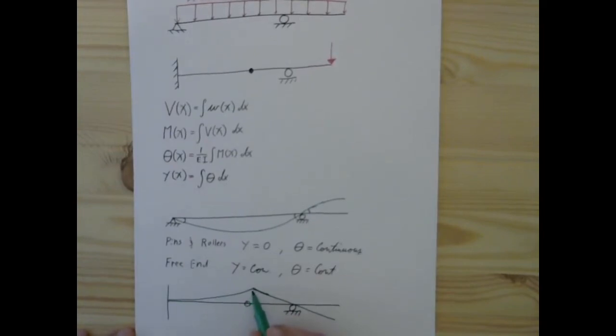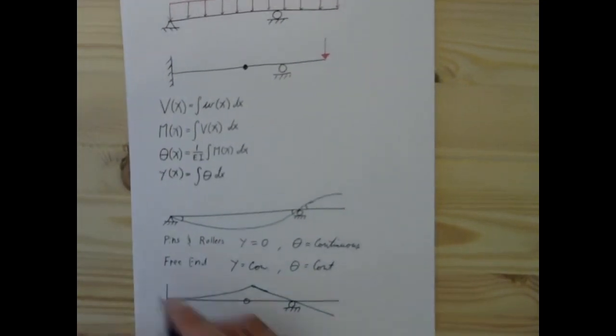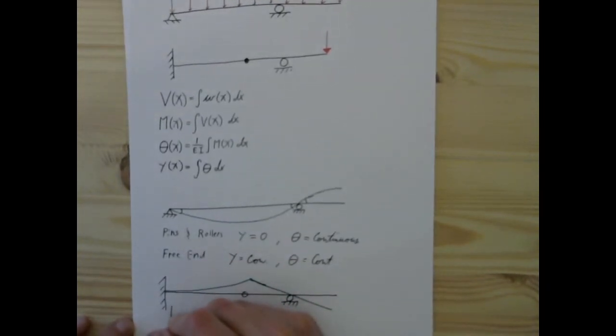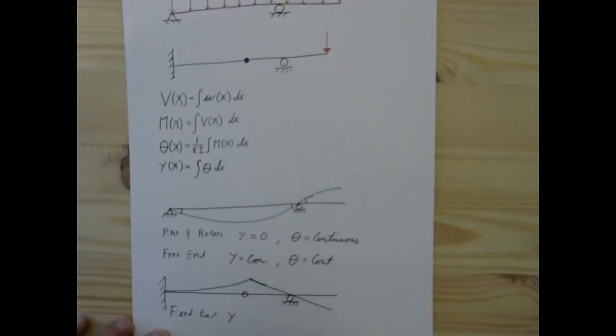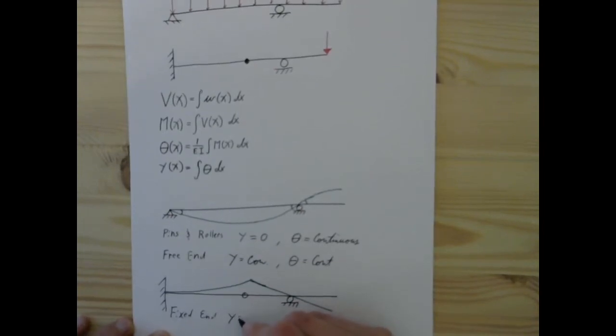Right, okay, I drew the hinge a little bit to the right of where it ought to be. It should be just above this hinge, and this fixed end. At a fixed end, both the deflection and the rotation have to be 0. This isn't going to allow any rotation at this point.